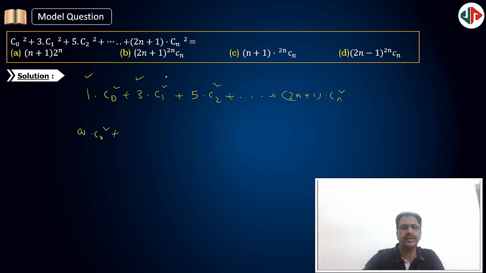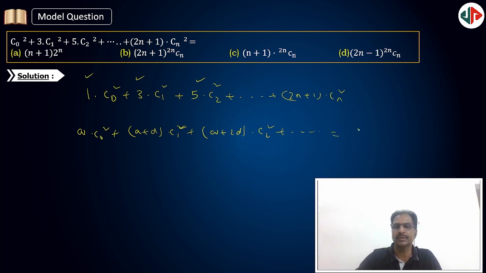And again we have a formula like this. See, these 1, 3, 5 are in AP, right? So there is a formula like this: A into C0 square, plus (A plus D) into C1 square, plus (A plus 2D) into C2 square, plus so on, is equal to (2A plus ND) into 2nCn. This is the formula we have. Now comparing the given expression with this, I got A as 1 and the difference D as 2.